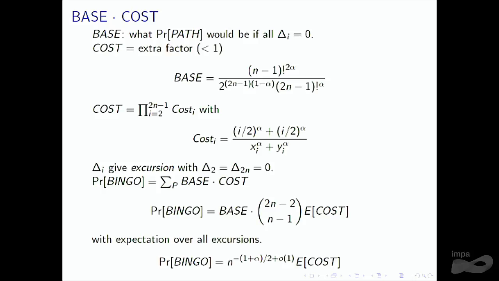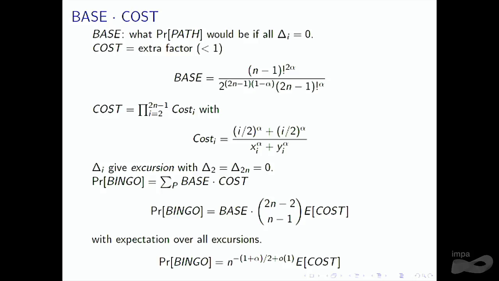Okay. But on the other hand, that's times the cost, which is that you're not at the point i over 2, i over 2. So what is the additional cost factor, which is going to be less than 1? You have to be careful of that. And that's given by this term, which is less than 1. So you notice xi plus yi equals i over 2. So that's less than 1.